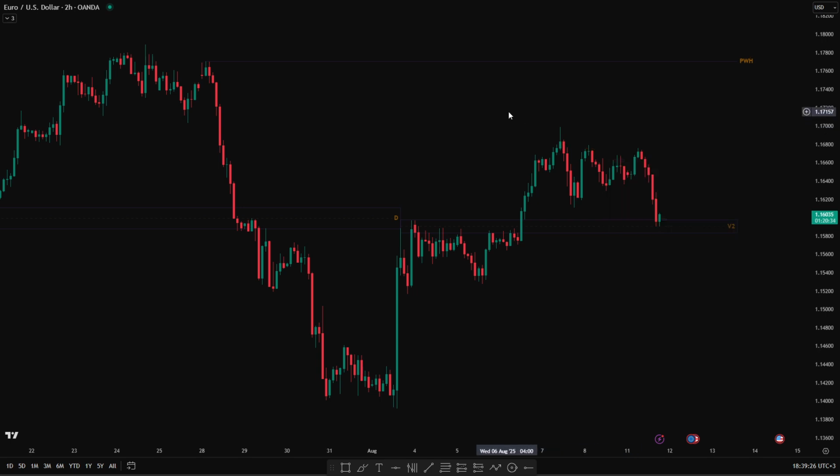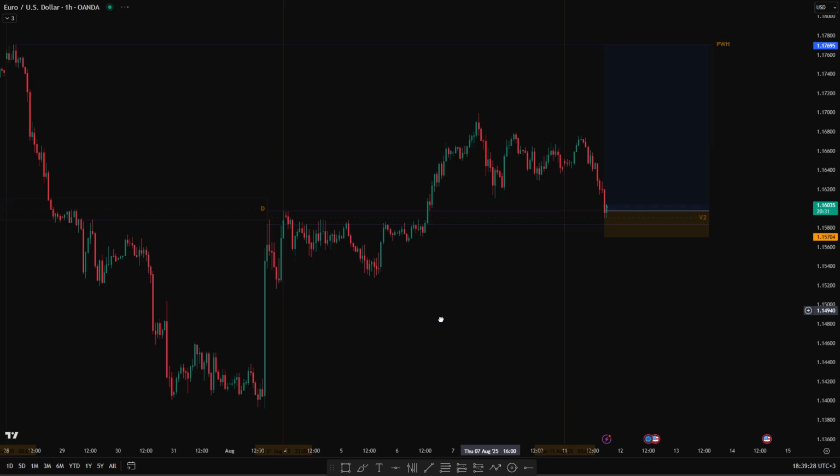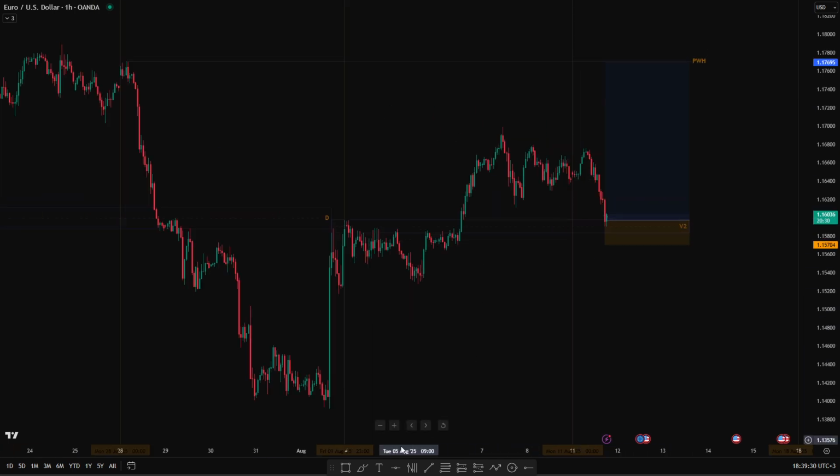So I'm already in a position on EU. This is my position on EU. I just waited until price tested the 2-hour fair value gap and I placed my buying order.